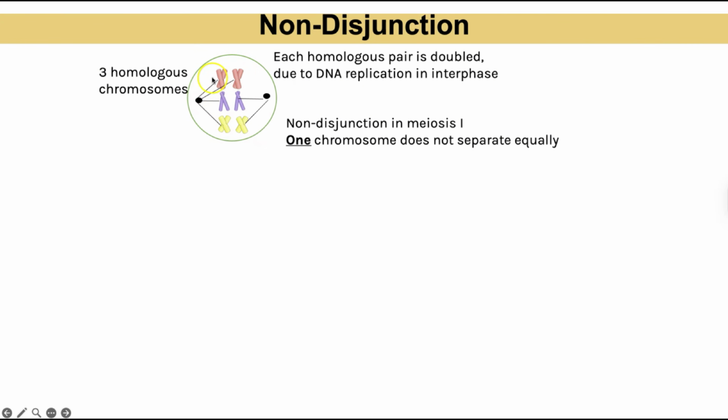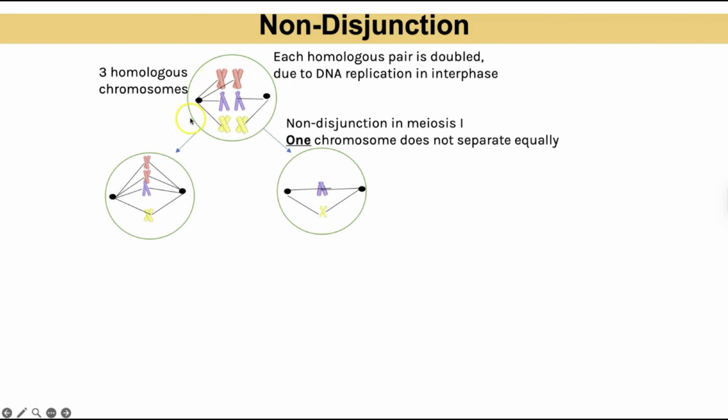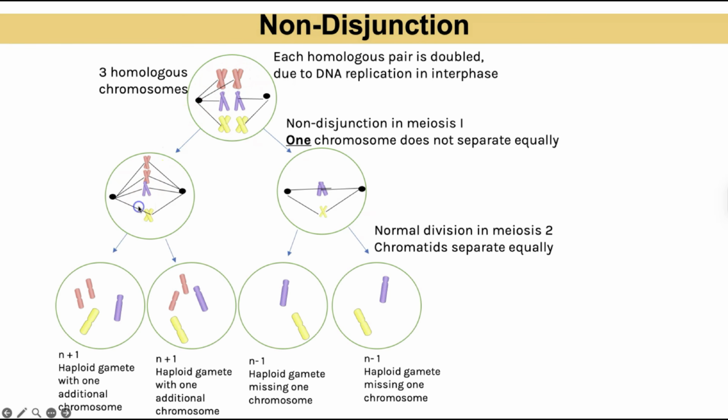Now, another type of non-disjunction that can happen is if only one of the chromosomes has spindle fibres attaching at one side. As a result, both copies of only that chromosome move to the same cell. So we still end up with a haploid gamete, but with one extra chromosome. It's haploid, with one copy of all the chromosomes except for this one, where we've got one extra. And this one's haploid, with one copy of all of the chromosomes, except we're missing one. So it'd be described as n plus 1, and these are n minus 1.